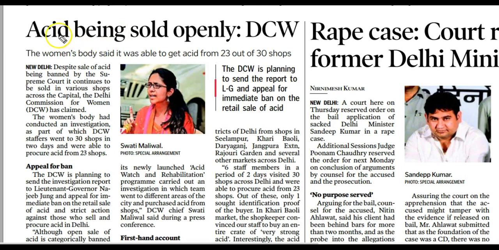Another article published in this newspaper is acid being sold openly, by the Delhi Commission for Women. You might have heard about acid throwing on women. If you read a newspaper regularly, almost every week you can come across such news. Acid has been thrown on women for not accepting love or for some other reasons. Acid throwing is also known as vitriolage. Vitriolage is another term for acid throwing.